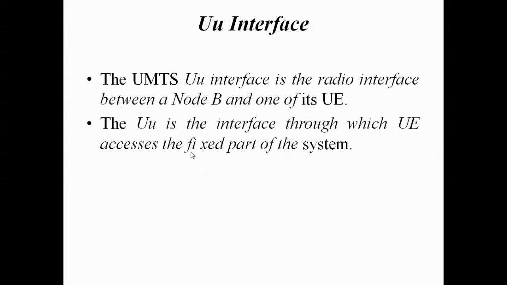And another one is the Uu interface. The Uu interface is the radio interface between a Node B and one of its user equipments. So each and every interface has its responsibilities: whenever it is needed, it can provide the connection, otherwise it will terminate the interface between the corresponding devices.